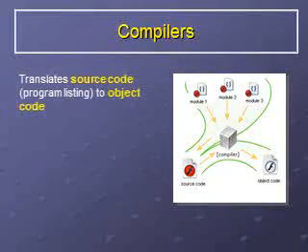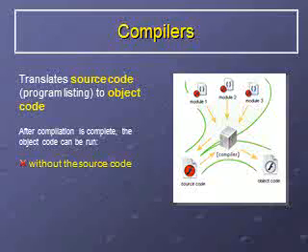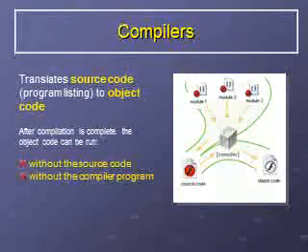So a compiler translates source code to object code. Once it's compiled, it can be run. But here's the key thing: you can take your object code, your executable, or in this picture instance the Flash SWF file, and you can run it on any machine which has the same computer architecture, same processor, without the source code and without the compiler program. And this means that it will be slightly more memory efficient for the end user than using an interpreter.